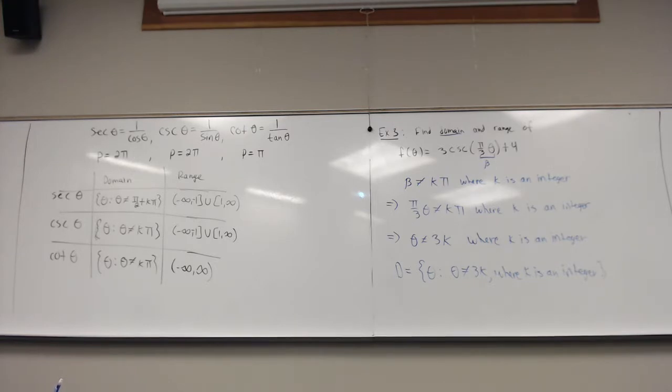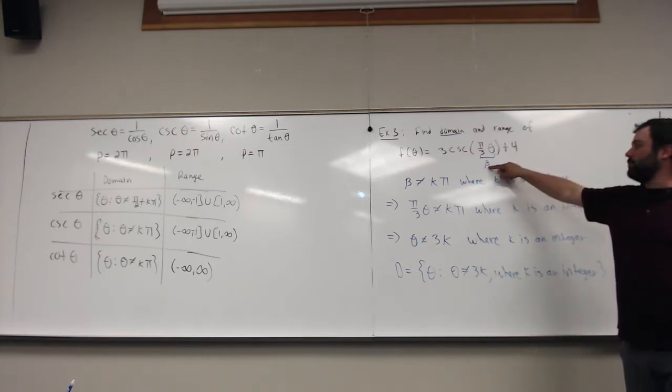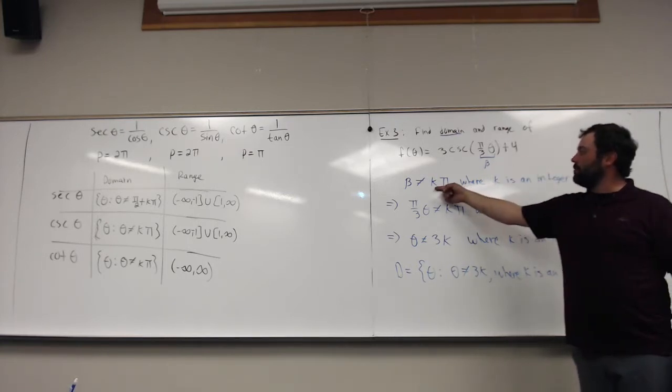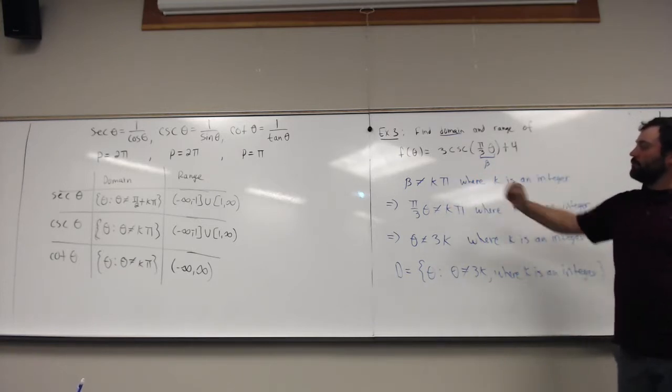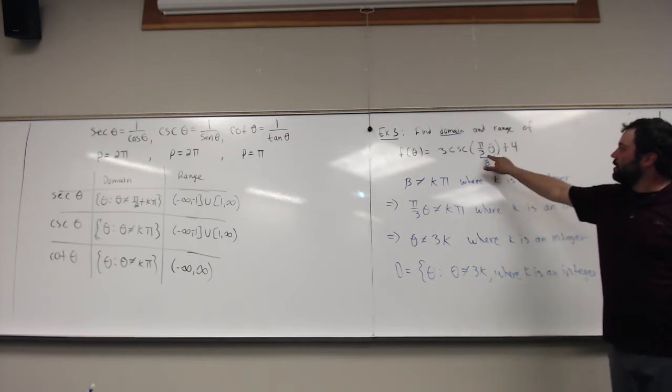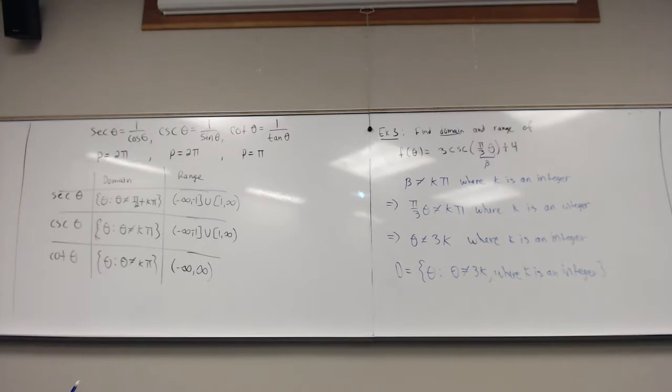Okay. All right, so any questions there? Everybody okay with what I did? Again, I took my input on cosecant. I just first called that beta, made a substitution. I know those betas cannot be multiples of pi. And then I put my substitution back in. Beta is really what I called pi over 3 theta. Those can't be multiples of pi. And then I solve for theta. Those give me the things to avoid in the domain. All right, any questions there? All right.